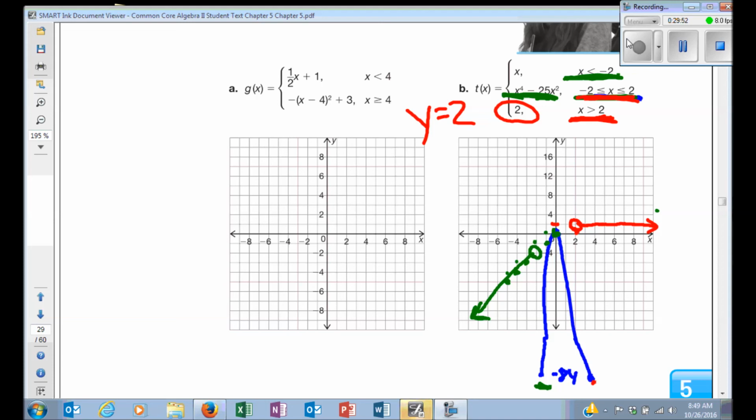All right, we'll finish up 5.2 tomorrow, just a little bit of stuff, and then go into 5.5.